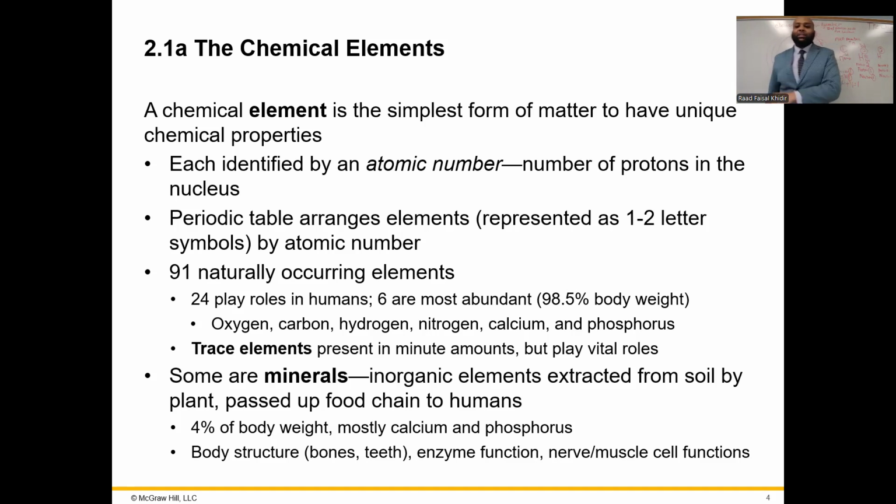And there are trace elements. Trace elements are found in minute amounts. Some elements are minerals. Minerals are inorganic, meaning they have no carbon in them. If you have carbon in you, that makes you organic. If you have no carbon, that makes you inorganic. They are extracted from the soil by plants. About 4% of the body weight is mostly calcium and phosphorus. The body structure, bones, teeth, enzyme function, nerve, muscle, and cell functions all need that inorganic part.